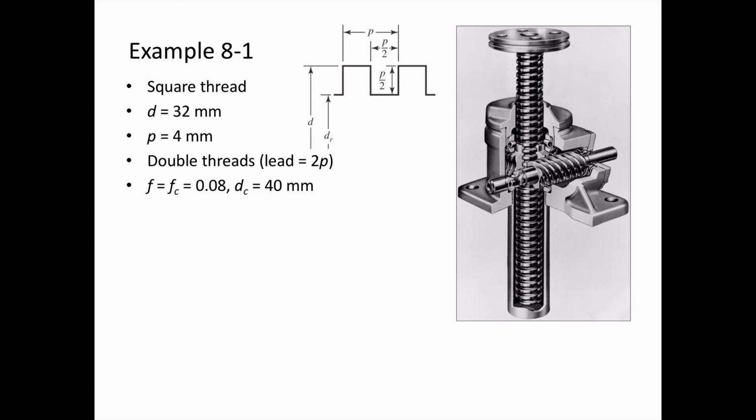We're also told that the thread friction coefficient and the collar friction coefficient is 0.08, and the collar diameter is 40 millimeters. The axial load we need to support is 6.4 kilonewtons. Essentially, we're going to perform a complete analysis of this screw, except for whirling vibration. Part A asks us for a number of things. We need to find the thread depth, the thread width, the pitch diameter or mean diameter, the minor diameter or root diameter, and the lead.